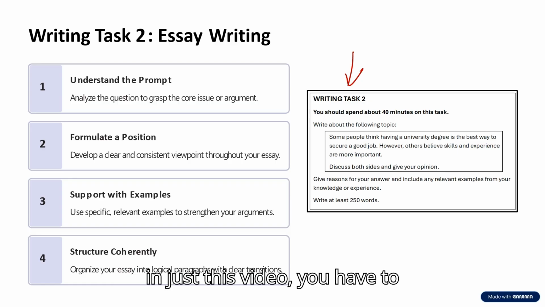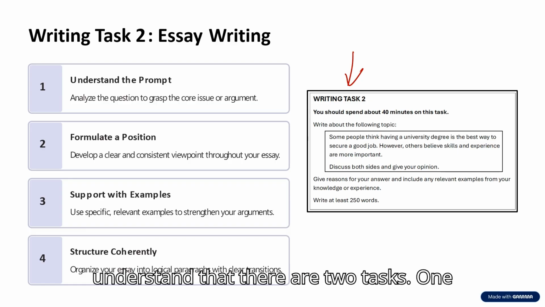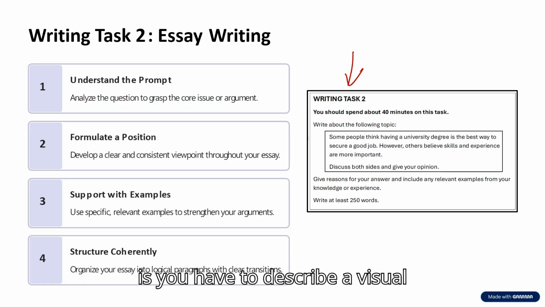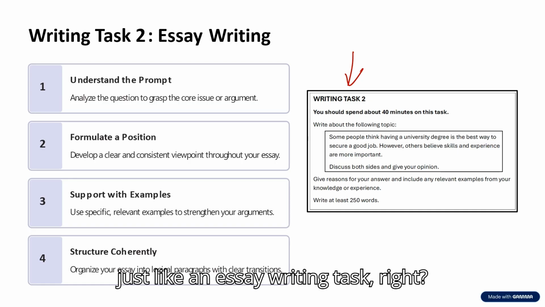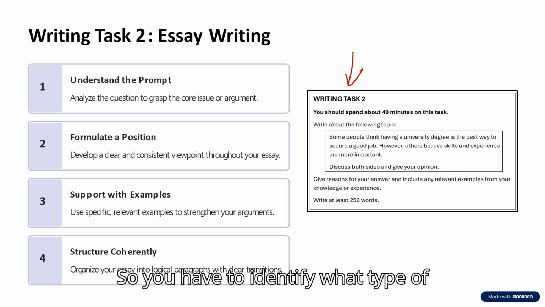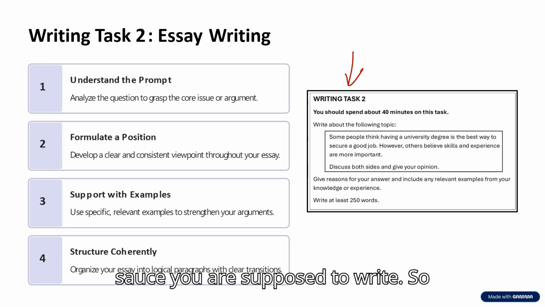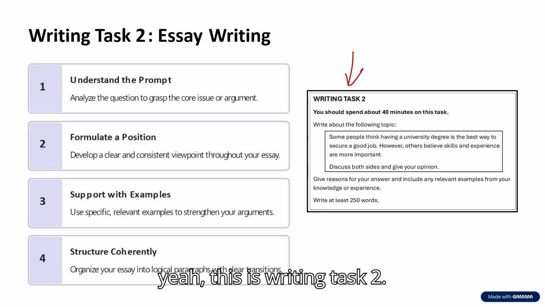In just this video, you have to understand that there are two tasks. One is to describe visual information, and the other is basically an essay writing task. So you have to identify what type of essay you are supposed to write. So yeah, this is writing task 2.